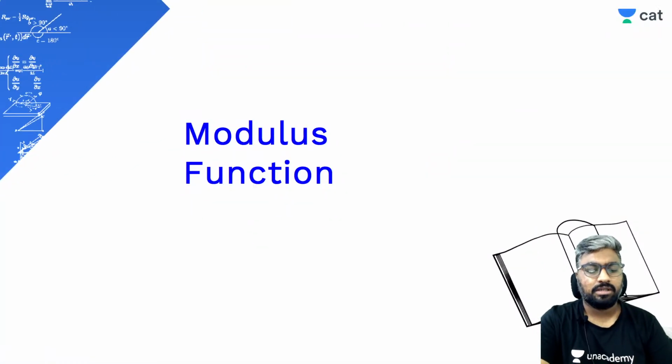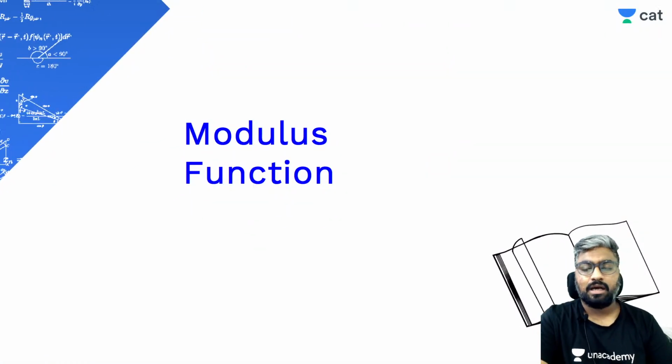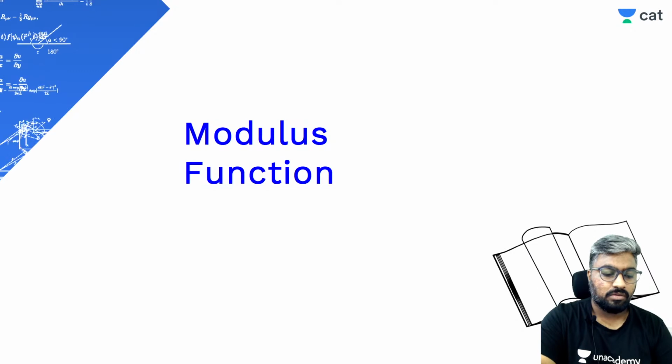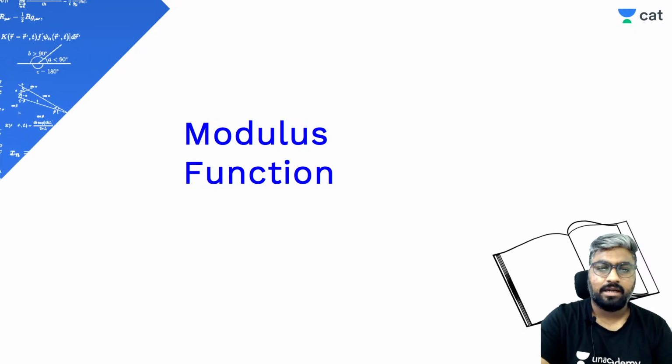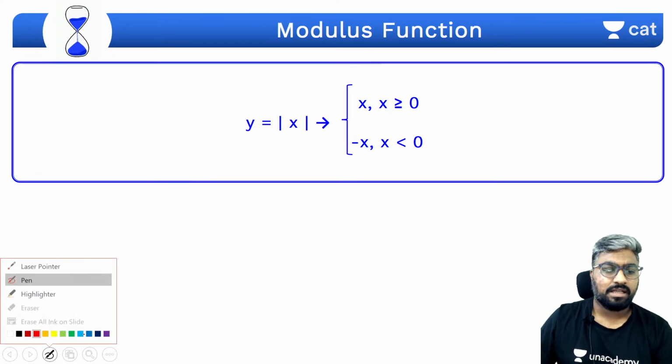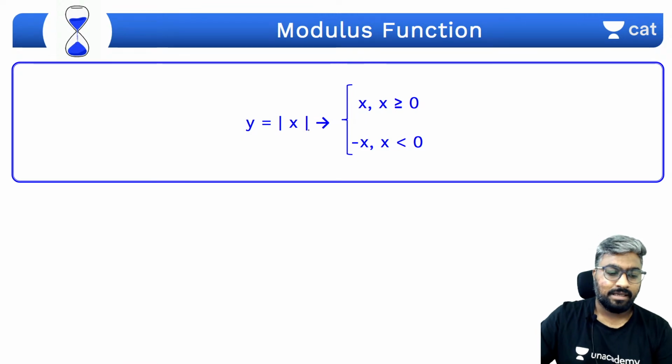First, let's start with modulus function and then we'll move on to greatest integer and least integer function. So what does modulus function do? We all know that under modulus function, if we have the definition of a function that says if y is modulus x, then the value inside, that is your value of x, could either be positive or negative. If it is 0 or greater than 0, then x takes up its positive value. If x is less than 0, then it takes up the negative value.